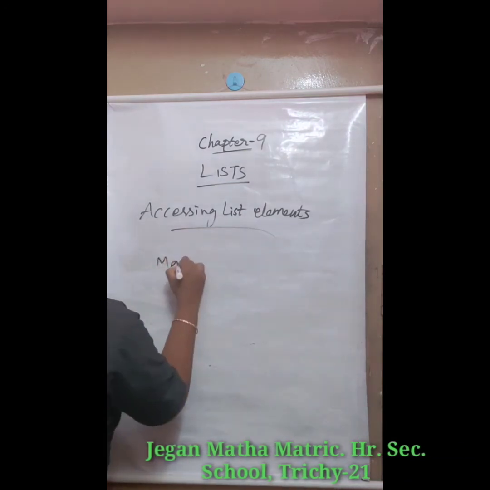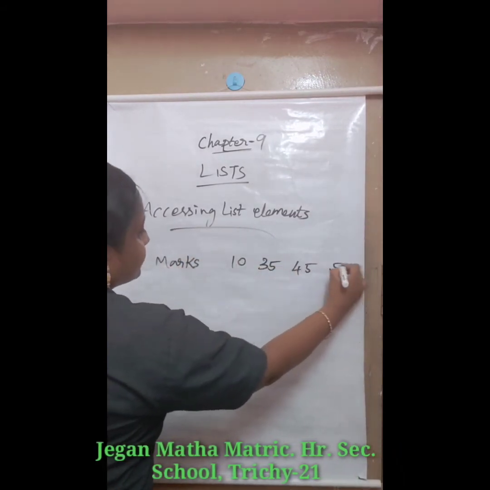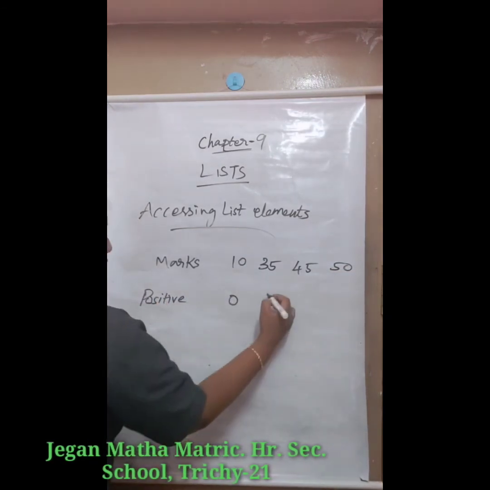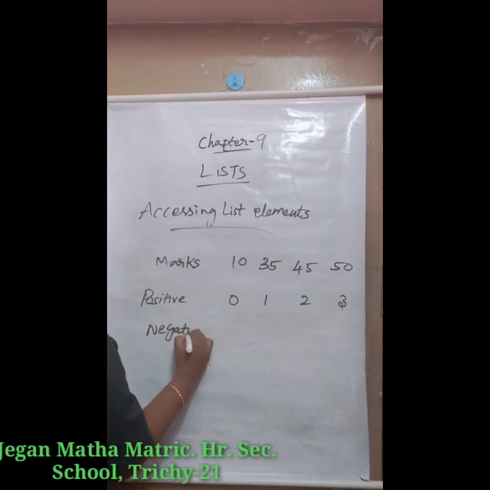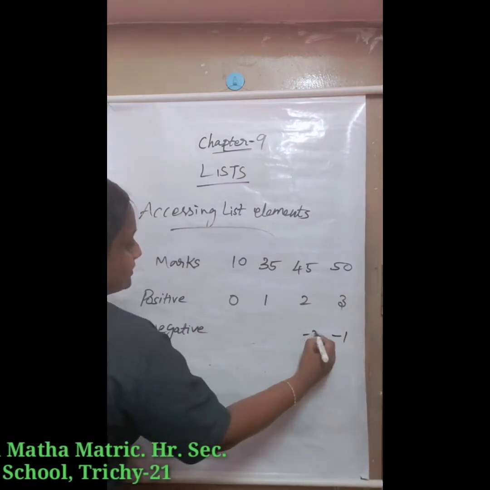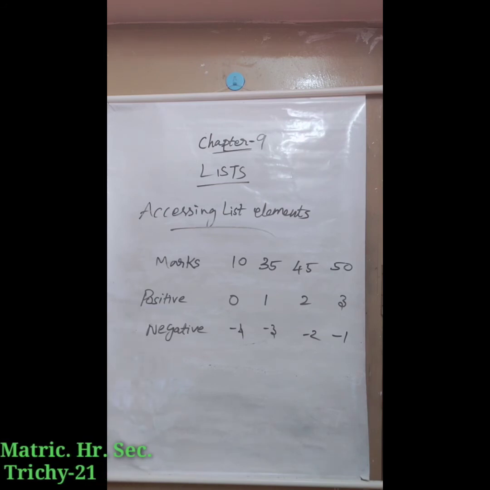For example, marks: 10, 35, 45, 50. In positive index position, we start with 0 and next 1, 2, 3. In negative index position, it comes from reverse order, so you have to start with -1, -2, -3 and -4. Already we know that the positive values of index count from the beginning of the list, and negative values mean counting backward from the end of the list.